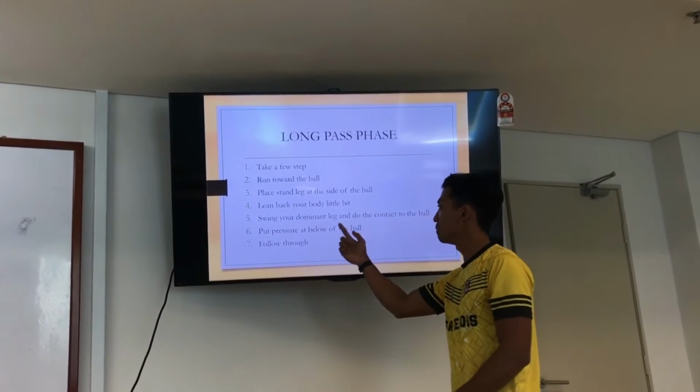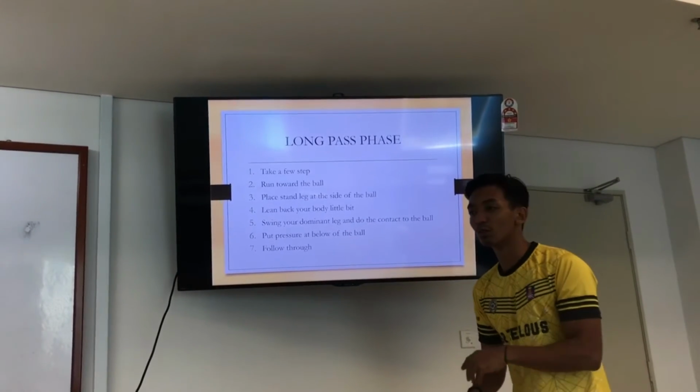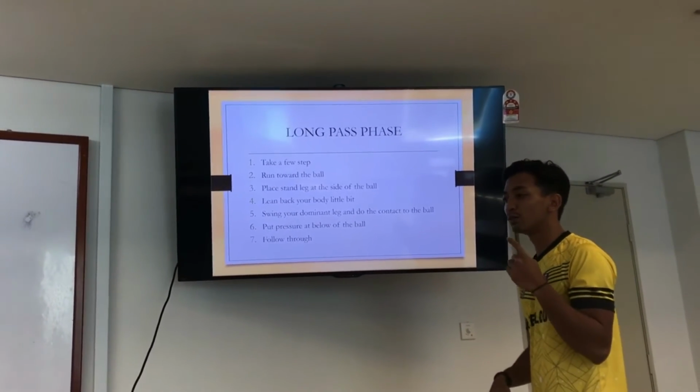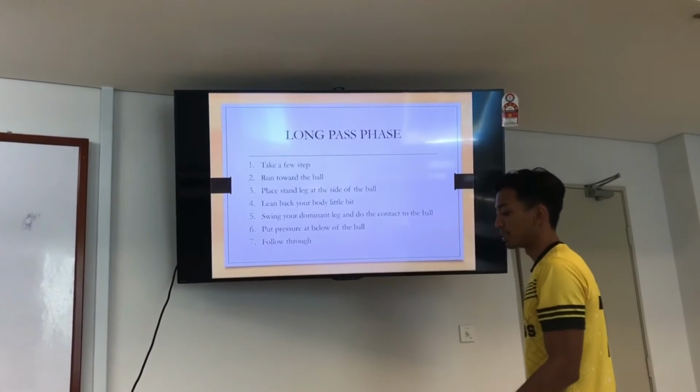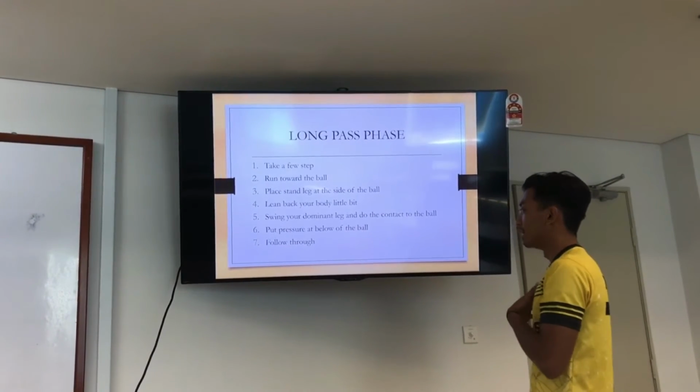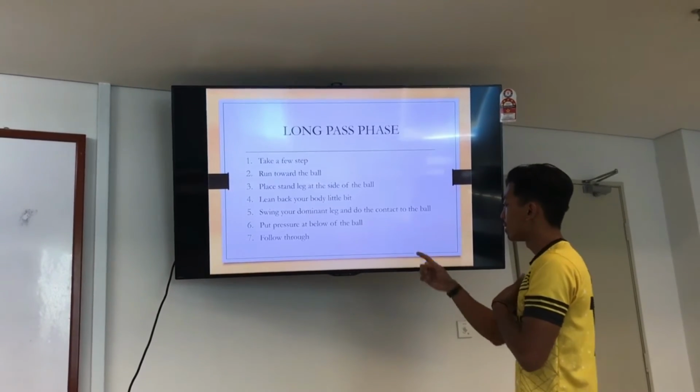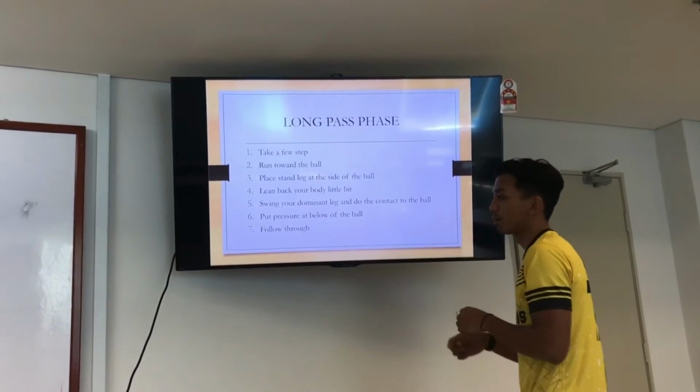Okay, next is to lean back your body a little bit. So what you want to do is, after you place the left leg at the side of the ball, lean back your back a little bit, and then swing your dominant leg and make contact with the ball.